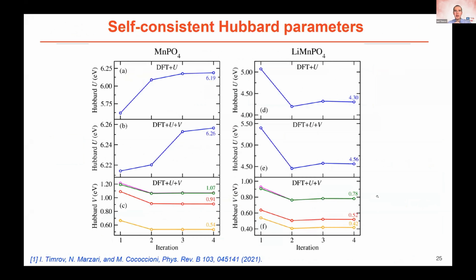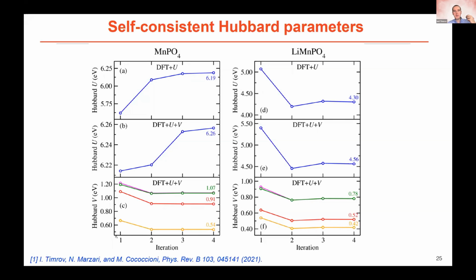And this is how it looks, the convergence of Hubbard parameters when we use the self-consistency workflow. Let me take one of those. Let's say we take the left-hand side figure and the top panel, and let's look at this blue curve. This is the value of the Hubbard U parameter for manganese 3D states in manganese phosphate as a function of iterations, iteration 1, 2, 3, 4. So each iteration means we performed structural optimization and recomputed the Hubbard U parameter.